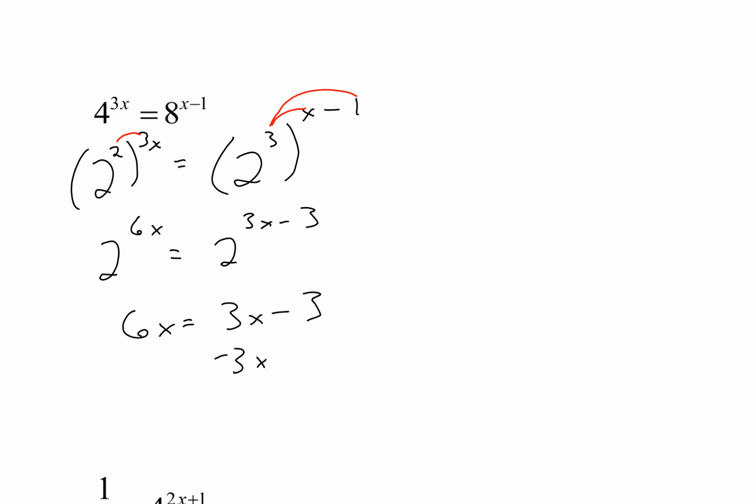So I'm going to subtract 3x from each side. And I get 3x equals negative 3. So x equals negative 1.